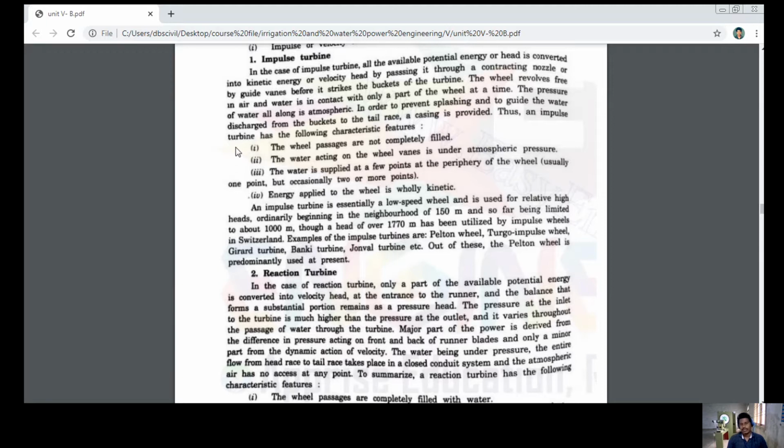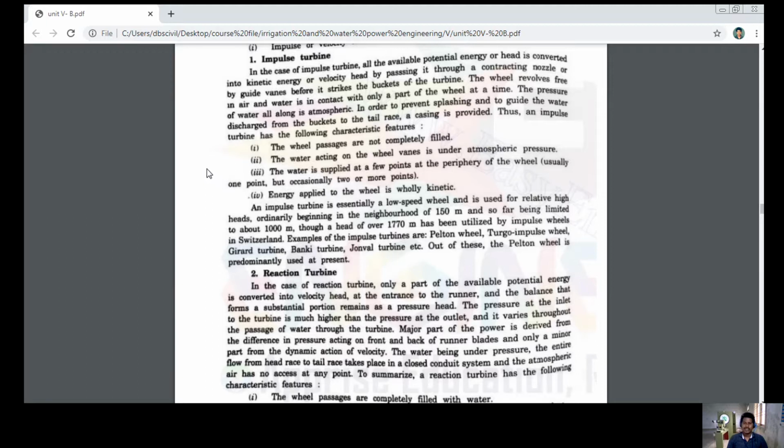An impulse turbine is essentially low speed and is used for relatively high heads, ordinarily beginning in the neighborhood of 150 meters and so far being limited to about 1000 meters, though a head of over 1770 meters has been utilized for impulse wheels in Switzerland.